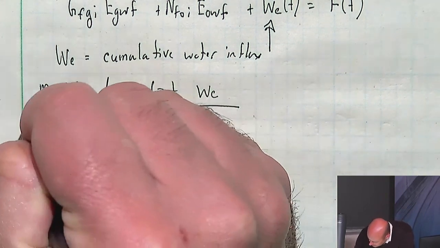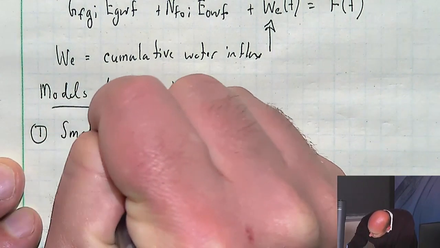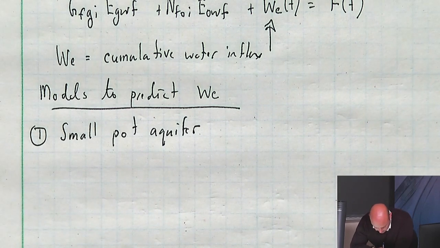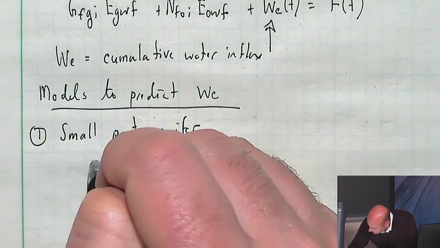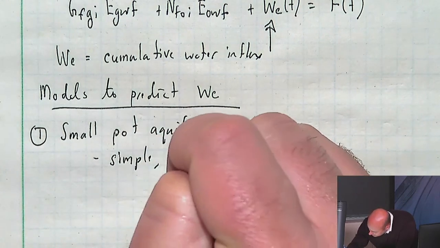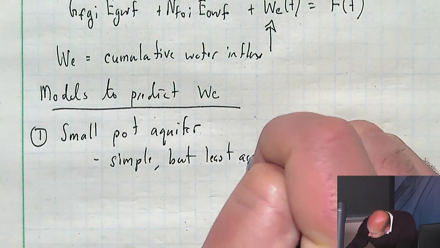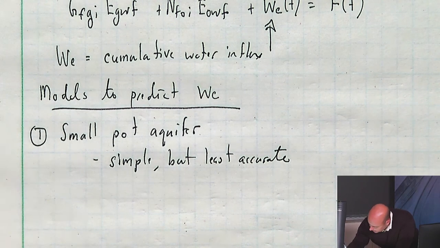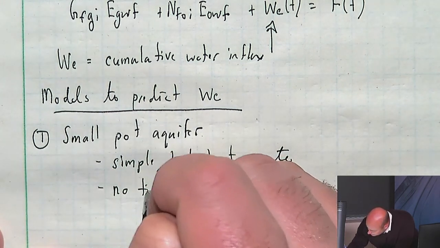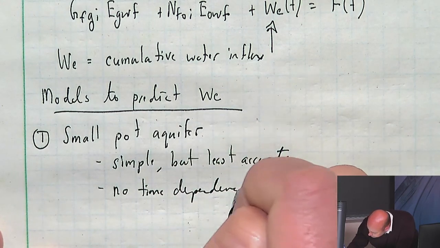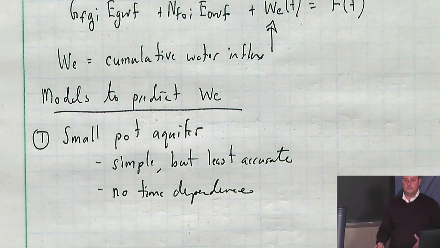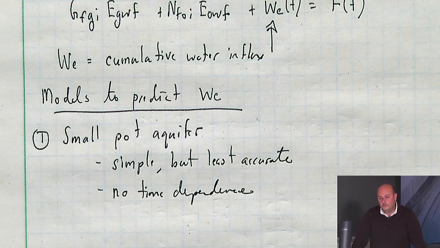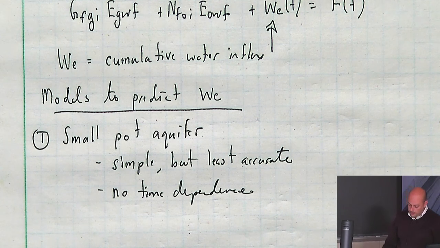So the first model we discussed last time was a small pot aquifer. Okay, and I'd like to point out that it's simple but least accurate. It's really only accurate if you have a small aquifer. That's why we call it a small pot aquifer. And the key thing is there's no time dependence. So it doesn't tell us how WE increases with time. What it really tells us is the ultimate amount of water that will encroach. So if you were to wait long enough, a long period of time, how much would come in.